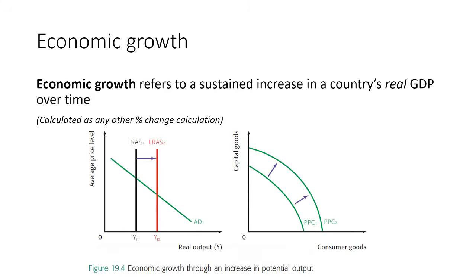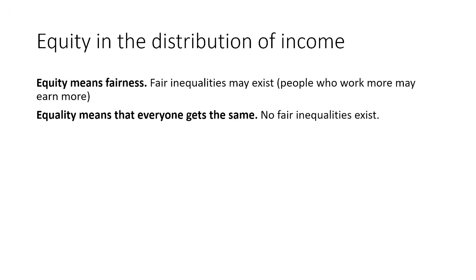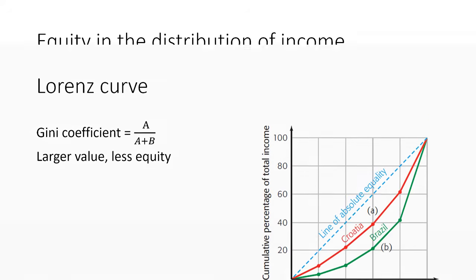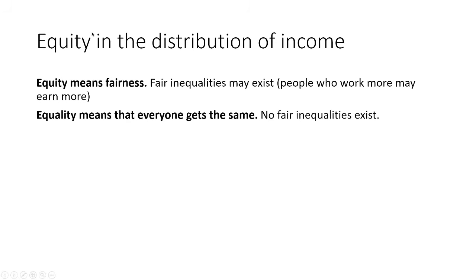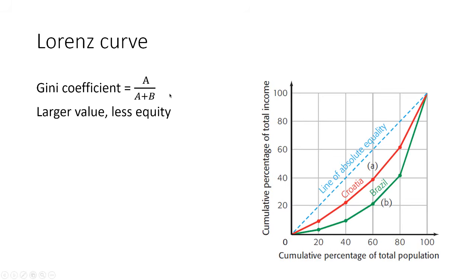Another goal is to promote equity in the distribution of income. There's a distinction that has been made here: equity means fairness, so that fair inequalities may exist. For example, people who work more may earn more, while equality means that everyone gets the same, so that there are no fair inequalities. So then the econ course talks about equity.